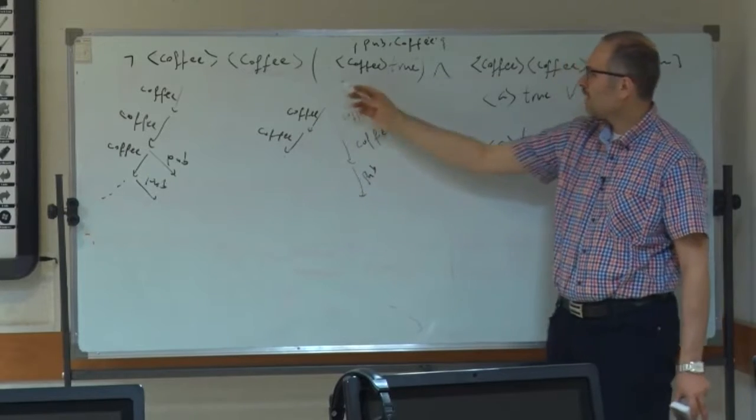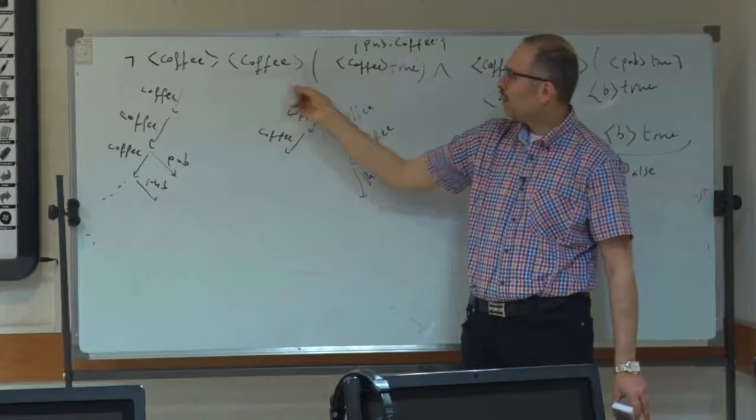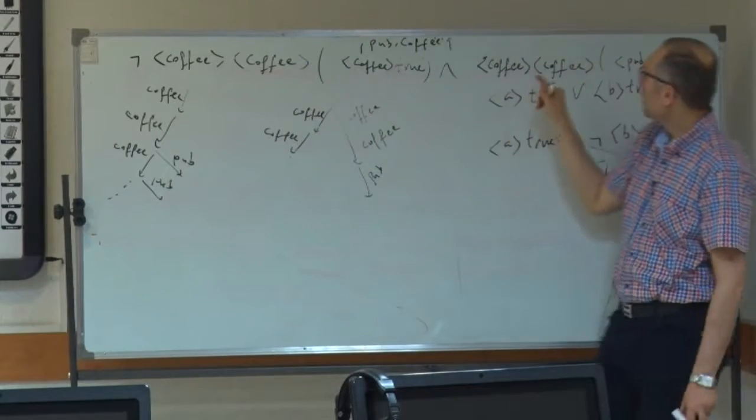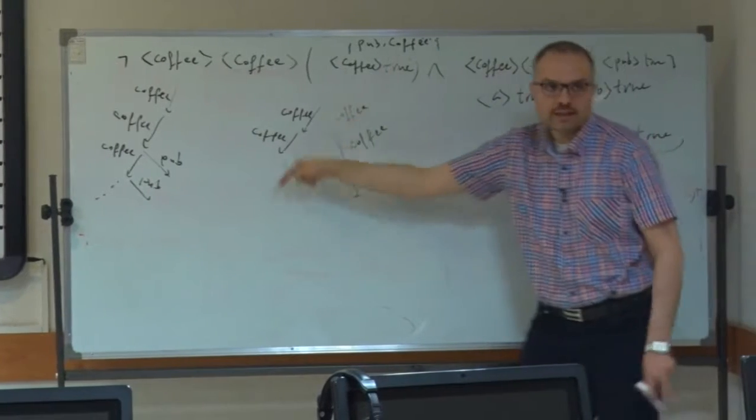This transition system satisfies this formula because, first of all, in all paths, it's not possible to drink 3 coffees in a row, so it satisfies this part. And also, in some paths, it can produce a coffee after a coffee, but you can avoid it by taking this other path.